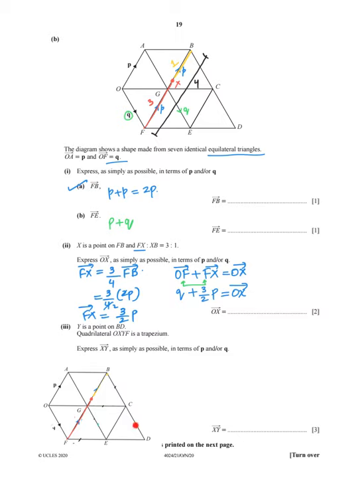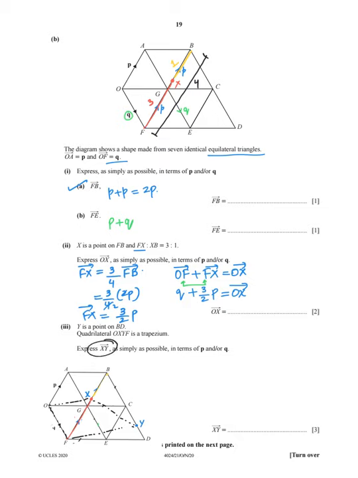In the last part it says that Y is a point on BD. So on BD it can be anywhere. After that, quadrilateral OXYF is a trapezium. Express XY in terms of P and Q. So I will say that this is point X, and let's suppose that this point here we have Y, right? So we have a trapezium according to the condition that O, X, Y, F is a trapezium, and we need to find out the vector XY.